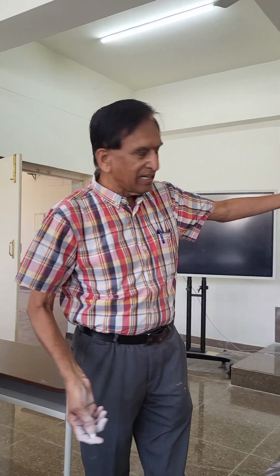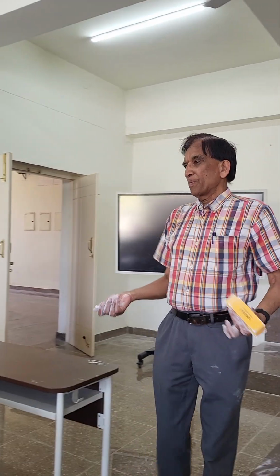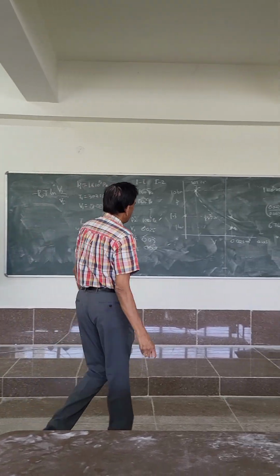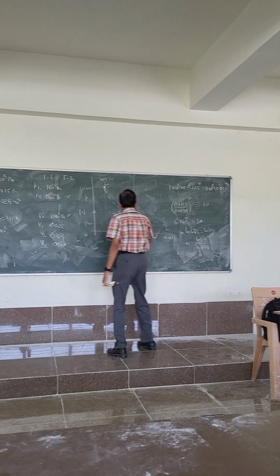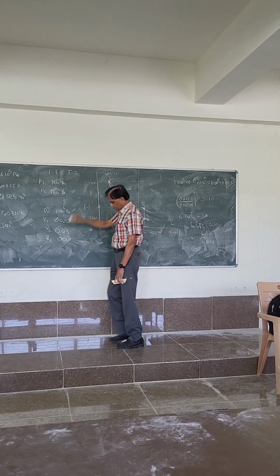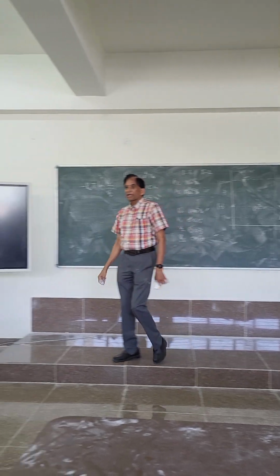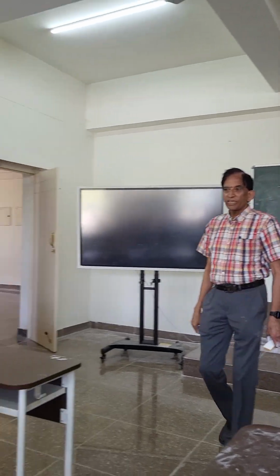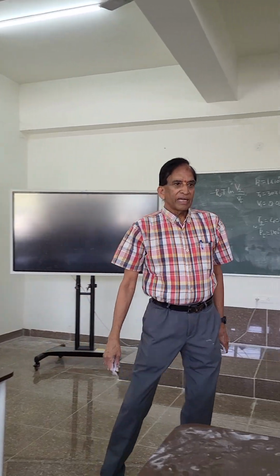So can you please do the final one for polytropic process? If you go straight away from here to here, how much does it come? Can you all do it? Okay, good, thanks.